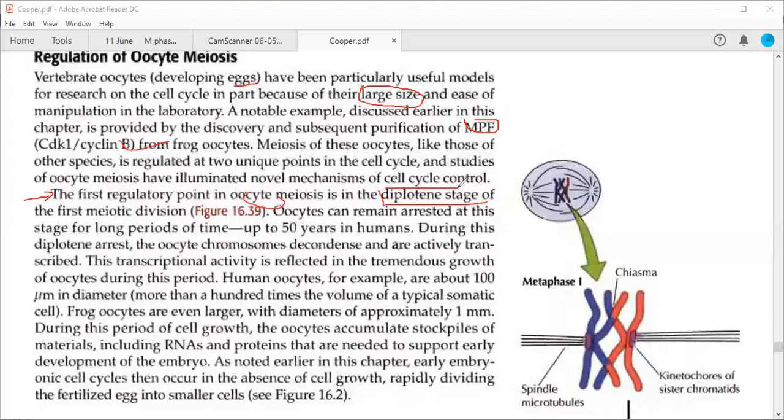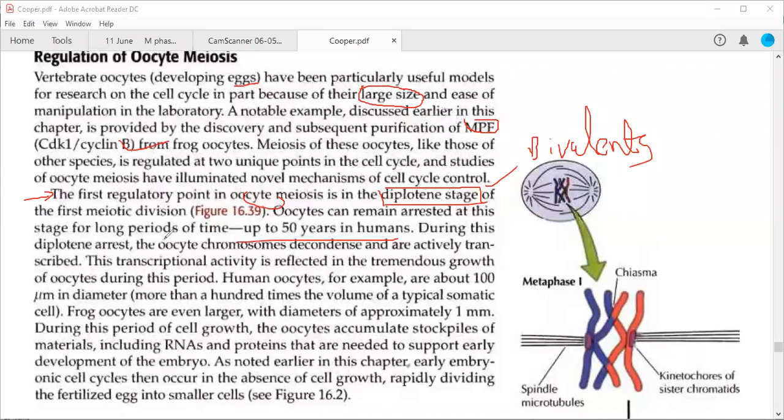The question has been asked many times, and I have told you earlier that this diplotene stage is very important and is characterized by the formation of bivalent chromosomes. So you will see bivalents during this particular stage. After diplotene, oocytes remain arrested in this stage of meiosis I, up to 50 years in humans.